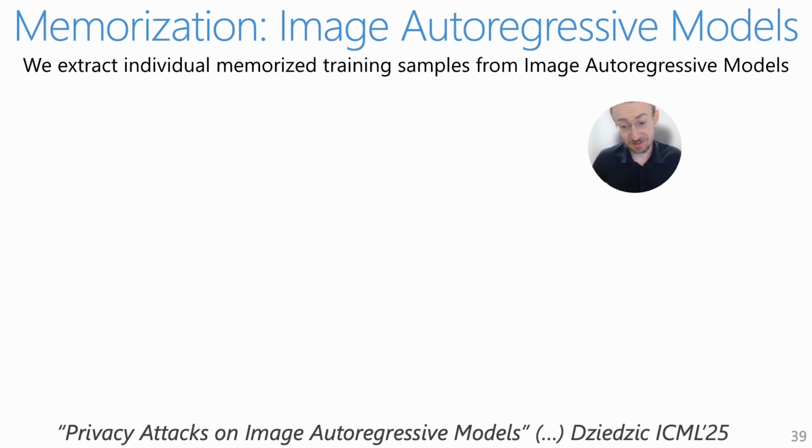So now we are ready to discuss how the models memorize training samples and how we can extract which samples are memorized by these models. So here we consider these image autoregressive models, more than just one, and our main focus is, given a model, how can we find out which of these training samples actually was used to train the model.